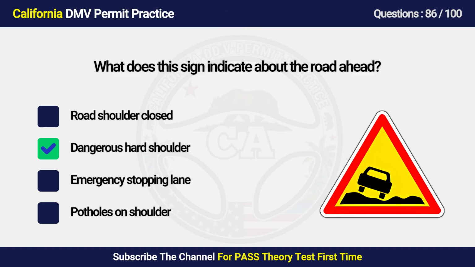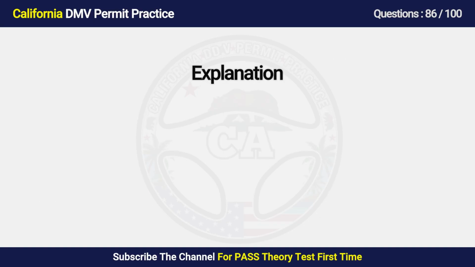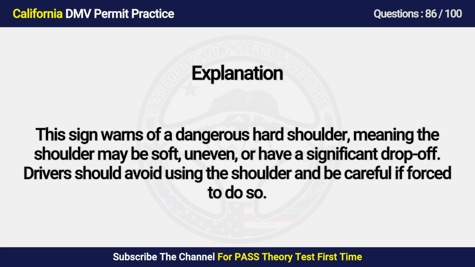Answer is B. Dangerous hard shoulder. This sign warns of a dangerous hard shoulder, meaning the shoulder may be soft, uneven, or have a significant drop-off. Drivers should avoid using the shoulder and be careful if forced to do so.